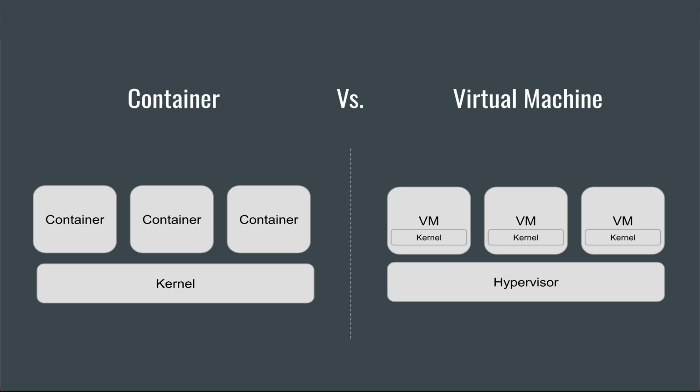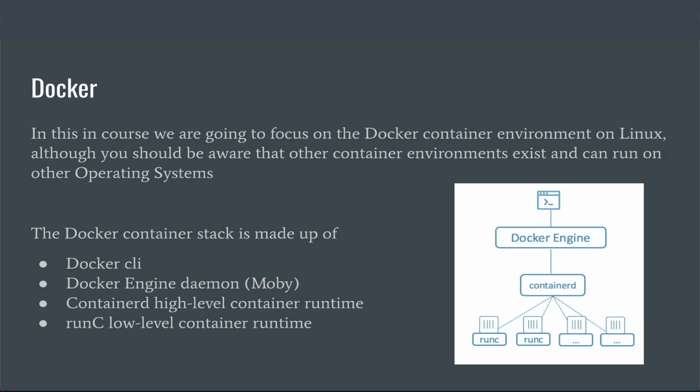Hybrid solutions also exist, which allow running multiple related containers within virtual machines in an attempt to get the best of both worlds. In this course, as I mentioned earlier, we'll be focusing on containers. However, you should be aware that there is significant overlap in techniques for finding and exploiting vulnerabilities in container systems and virtual machines. In this course, we're going to focus on the Docker container environment on Linux, although you should be aware that other container environments exist and can run on other operating systems.